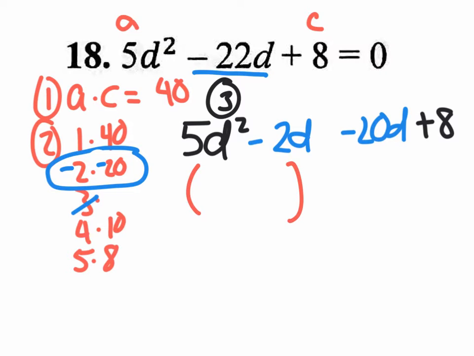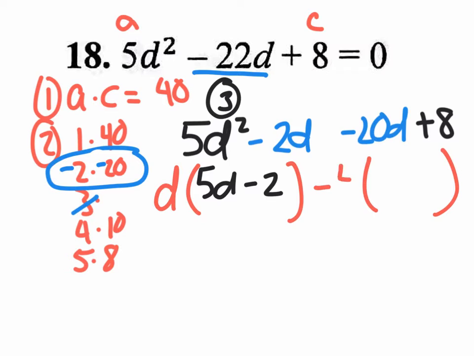What could I pull out of the first group? A d. All right. Now what would I have left if I pull out a d? 5d minus 2. Excellent. The second group. What could I pull out of the second group? A 4. But it would be better to pull out a negative 4. That way you will end up with the same binomial 5d minus 2.